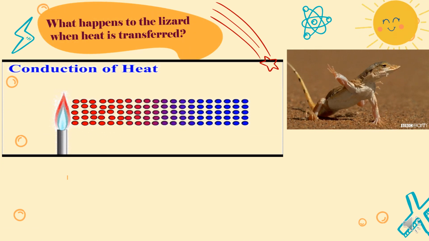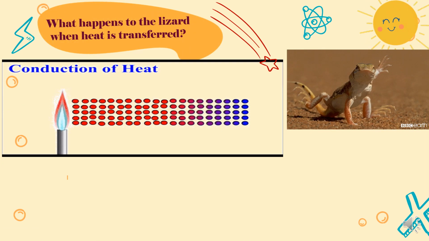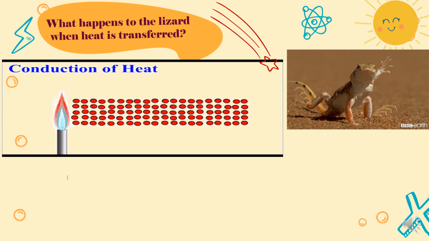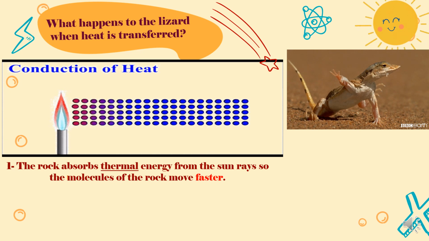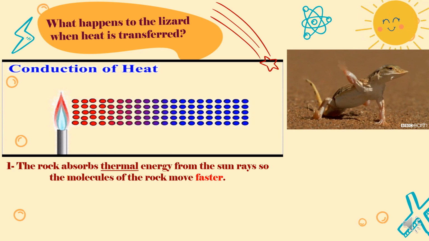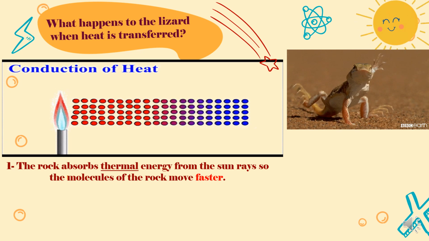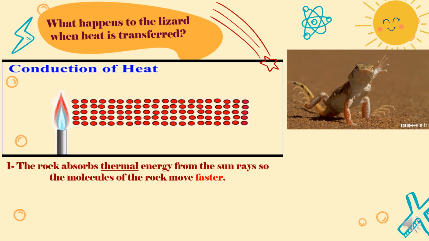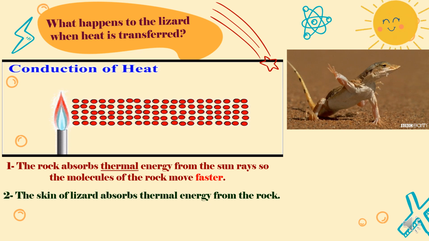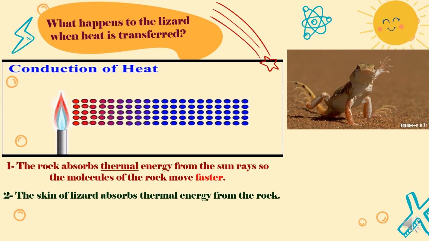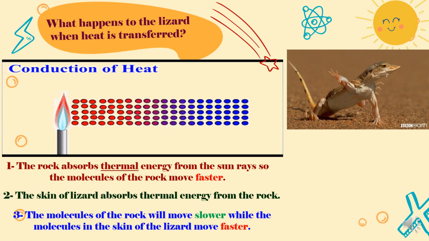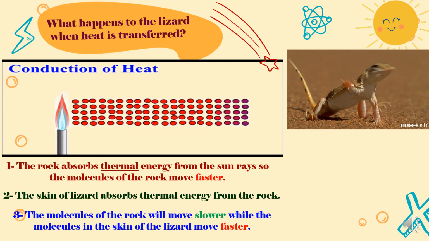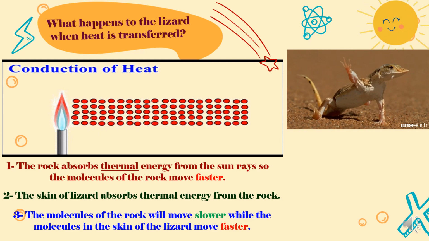So, look at this picture in front of you. Can you tell me what happens to the lizard when heat is transferred? The rock absorbs thermal energy from the sun rays, so the molecules of the rock move faster. The skin of the lizard absorbs thermal energy from the rock. The molecules of the rock will move slower, while the molecules in the skin of the lizard move faster.